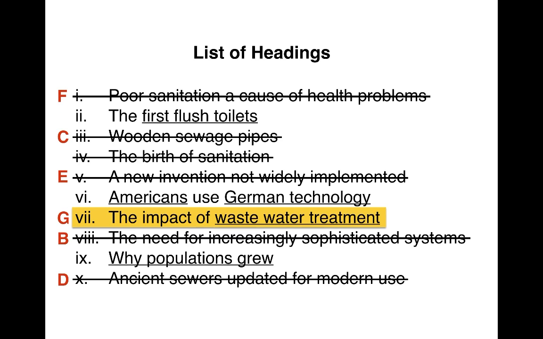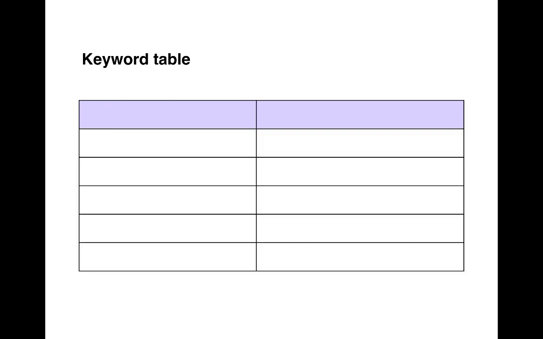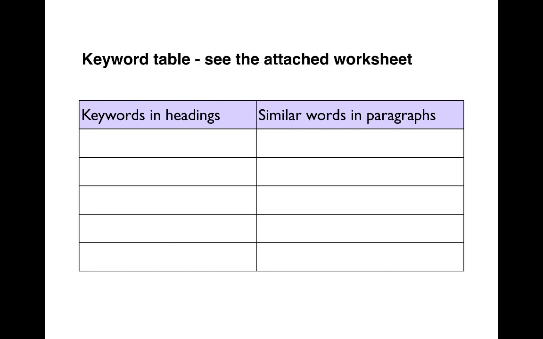But if you're practicing this at home, I always recommend that you check the keywords. Make a keyword table where you put keywords in the headings in one column and the similar words in each paragraph in the other column. I've already done this, and if you see the attached worksheet, if you've printed that out, you'll see my full keyword table for this particular exercise. That's the end of the lesson on paragraph headings, but before we finish, just remember these key techniques.